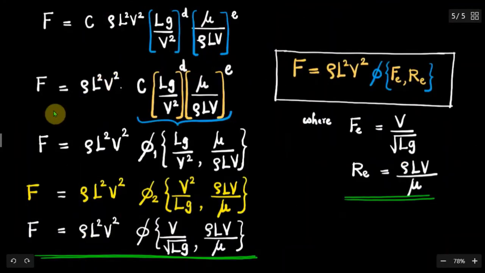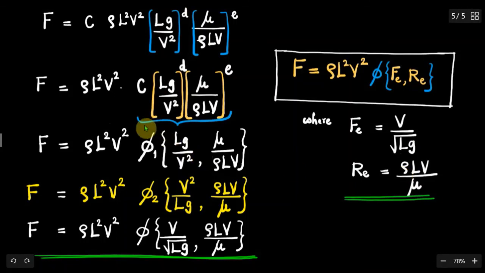F is equal to rho L square v square into this dimensionless constant C multiplied by Lg by v squared whole raised to d, then into second group mu by rho L v whole raised to e. See, we already know that Lg by V square, if you take the reciprocal and take the square root of that, that will represent Froude number, which is V by root of Lg. So what you can write is this C into Lg by V squared whole raised to D into mu by rho L V raised to E. So mu by rho L V, if you take the reciprocal, that is Reynolds number.